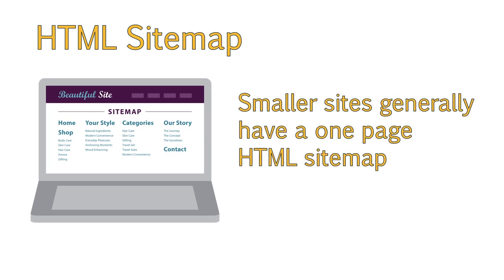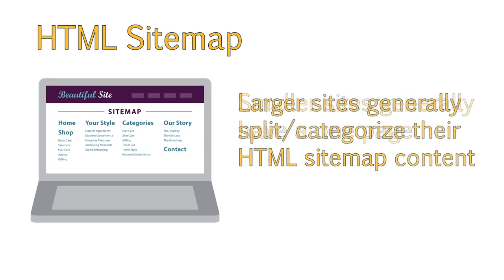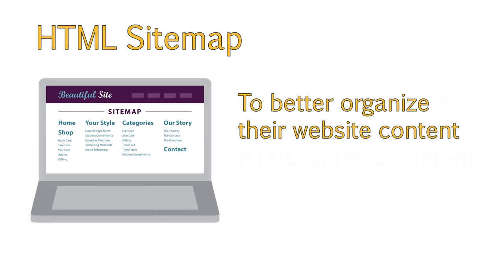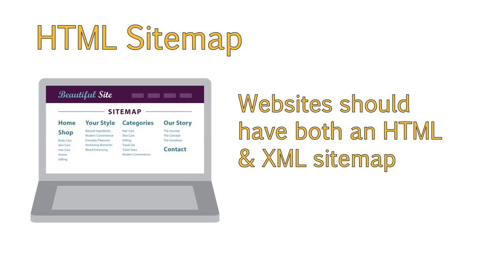Smaller sites will generally have an HTML sitemap that is one page. Larger sites will generally split up their HTML sitemap content into different categories. This is done to better organize the content within their site. Ideally, a website should have both an HTML and an XML sitemap available.